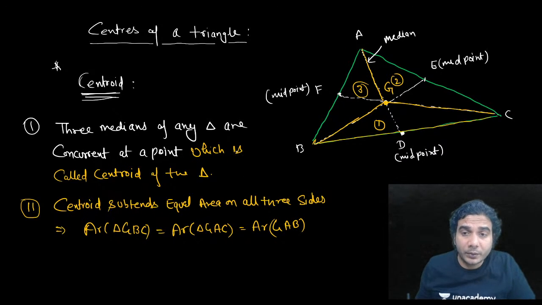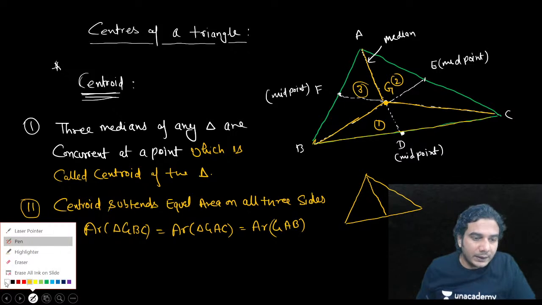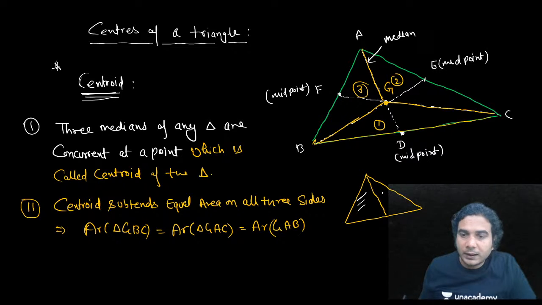This is the second very important point. How to prove it? This proving part is very important. You can see this median. If I make a triangle here, you can see the median divides the triangle into two equal areas. These two are equal. Why? Because the base is divided into two equal parts. Base length BD is equal to DC.